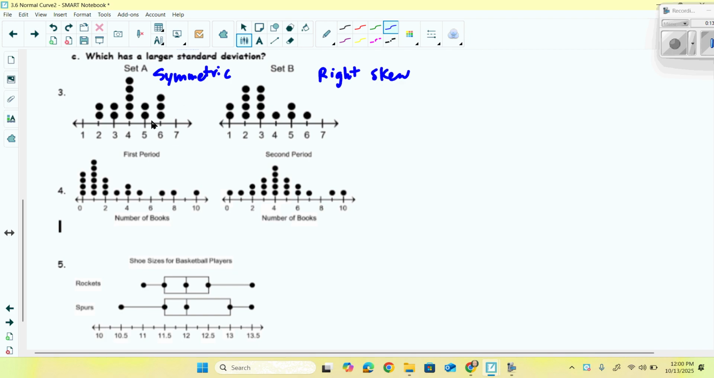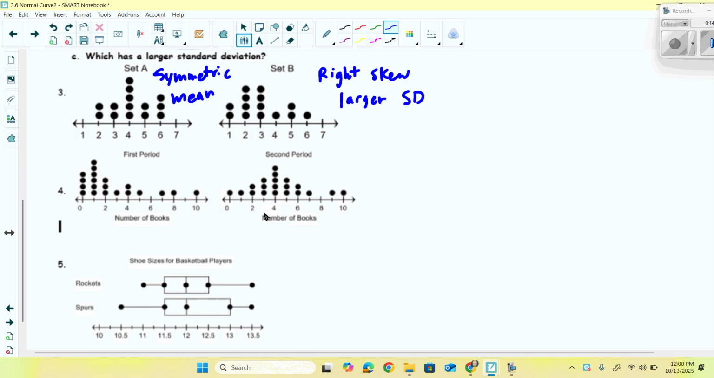And then finally, where would the mean be for this one? Looks like it's going to be maybe a little bit bigger than 4. This one's clearly got most values 3 or less. So this one's going to have a greater mean. And then these are kind of lumped together. This one tends to be a little more spread out. So we'd say this one probably has a larger standard deviation.